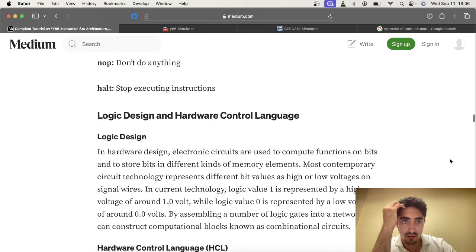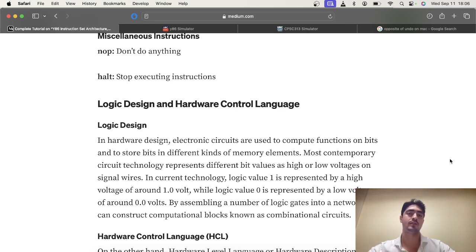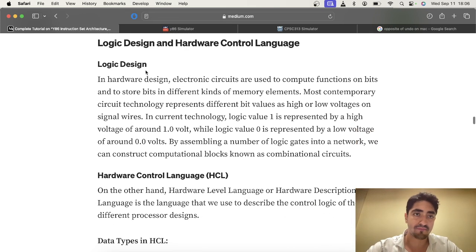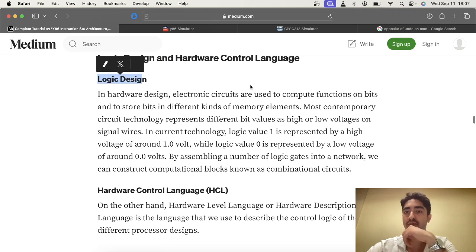So, hardware, so logic, okay, now we move to logic design and hardware control language. Logic design. In hardware design, electronic circuits are used to compute functions on bits and to store bits in different kinds of memory elements. Most contemporary circuit technology represents different bit values as high or low voltages on signal wires. In current technology, logic value 1 is represented by a high voltage of around 1 volt, while logic value 0 is represented by a low voltage of around 0.0 volts.